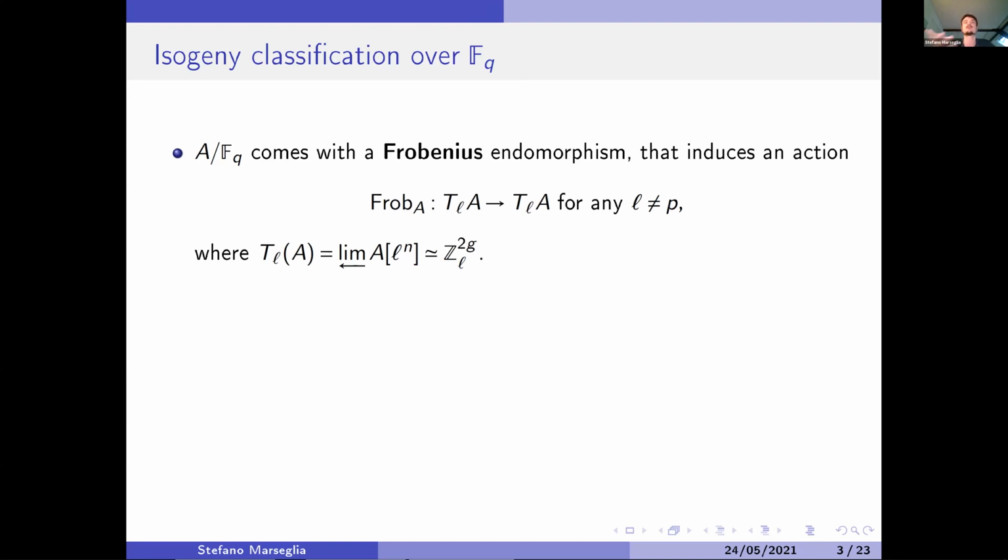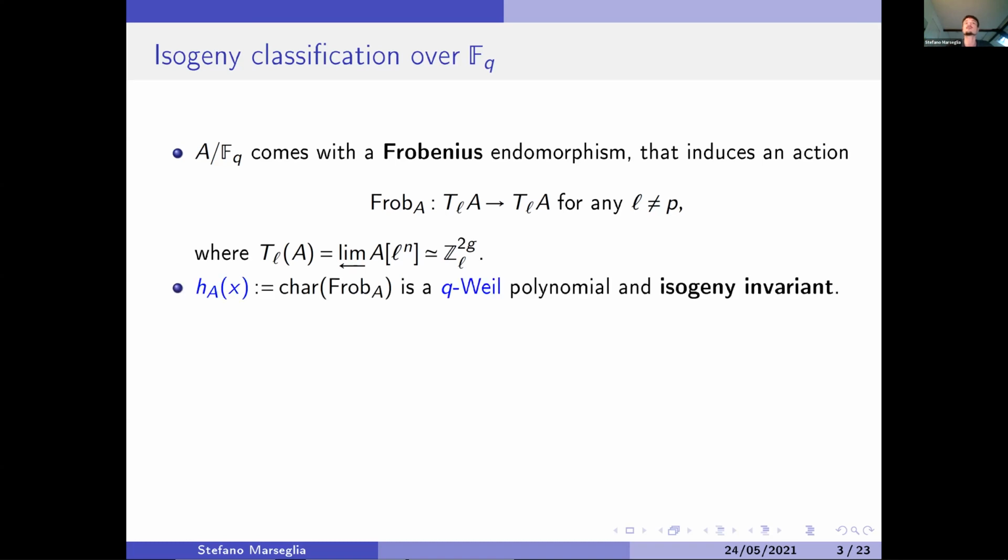So in particular, this map can be represented by a matrix once one chooses a basis. And when we have a matrix, we can take its characteristic polynomial. I'm going to denote the characteristic polynomial of the Frobenius endomorphism by h_A. This is a q-Weil polynomial. So it's a polynomial with integer coefficients of degree twice the dimension, of course, because it's a determinant over a free module of rank 2g. And it's also a q-Weil polynomial, so this means that all the complex roots of this polynomial have absolute value equal to the square root of q. Okay, so integer coefficients, degree twice the dimension, roots of complex absolute value square root of q.